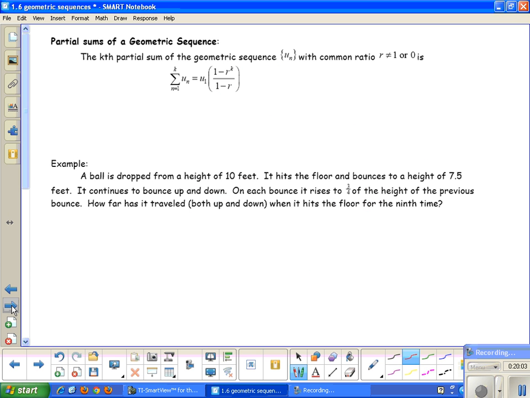So next part we have our partial sums of a geometric sequence. The kth partial sum of geometric sequence u sub n with a common ratio r not equal to 1 or 0 is given by this formula. So remember we talked about this is your sigma notation, which means you're finding the sum of all the terms. This is where you start, and this is the ending value, and this is the formula that tells us what to do.